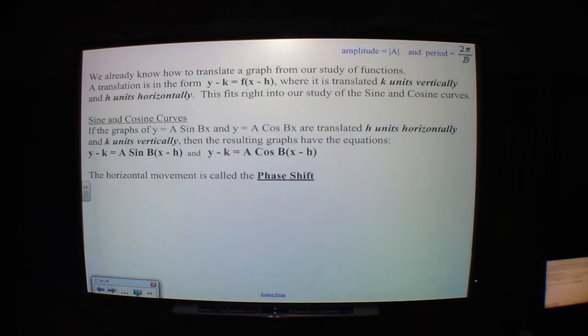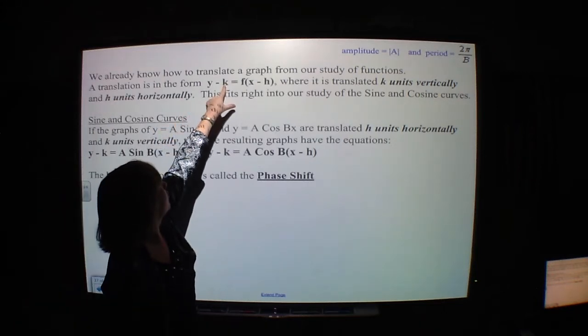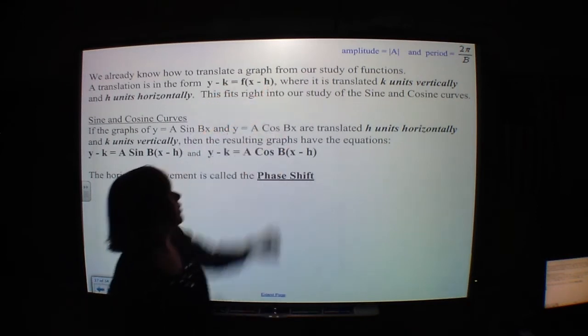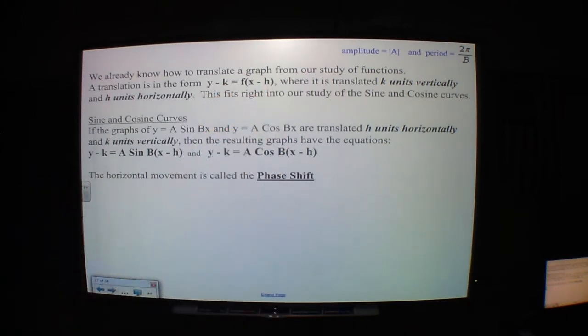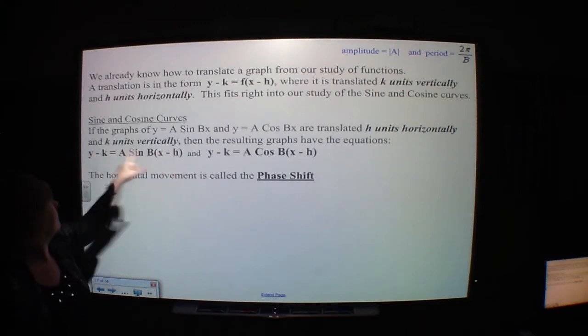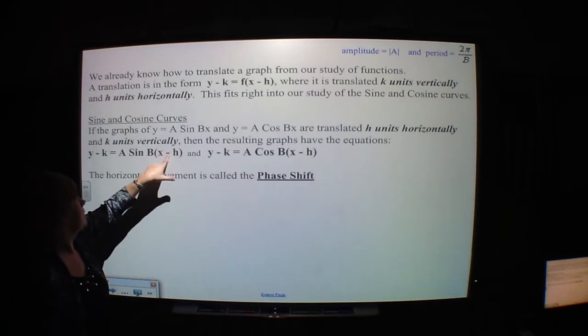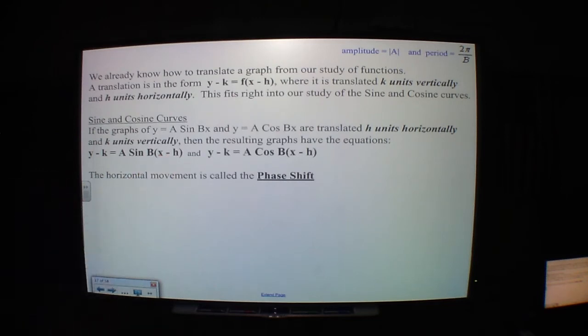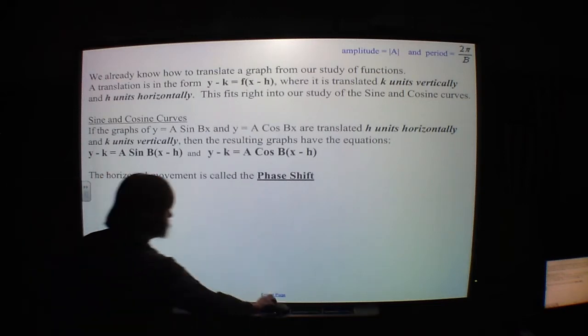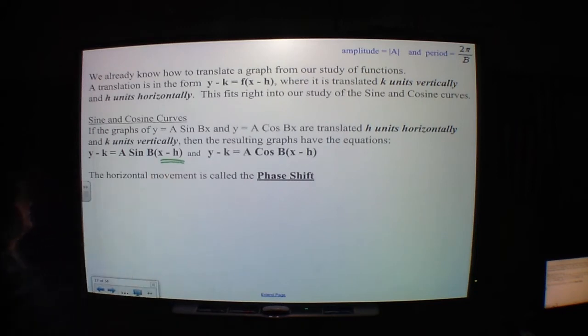We already know how to translate graphs from our previous study of functions. And remember, k is vertically going up and down, k units. H is right and left, horizontally. So if we're going to do sine and cosine, same type of idea, y minus k. This is up and down movement. X minus h will be right and left movement. And horizontal movement, if they ask what is the phase shift, they're talking about the horizontal movement. So the phase shift is right here. You're going h units either right or left. So that's your phase shift.